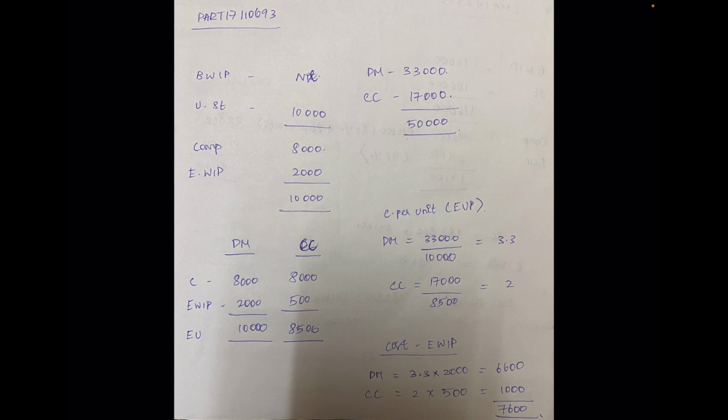The cost allocated to the units in the ending work in progress inventory for direct material is $3.30 times 2,000, which gives us $6,600. The conversion cost is $2 times 500, which gives us $1,000. So the total cost in ending work in progress is $7,600.